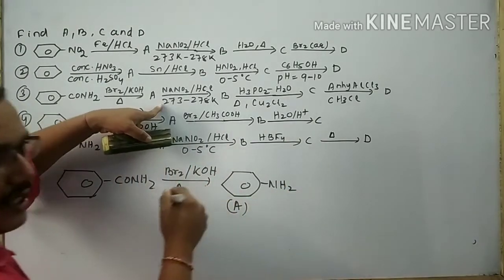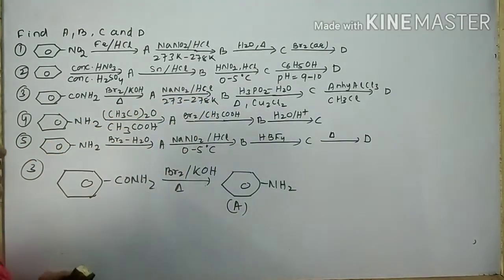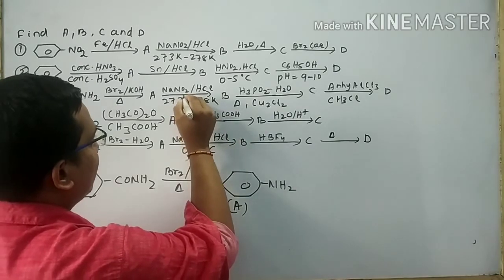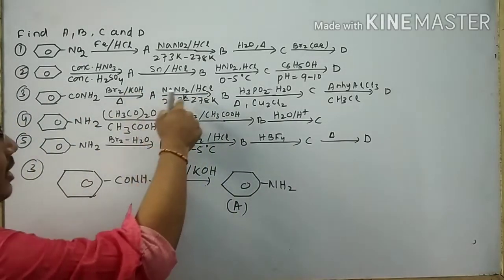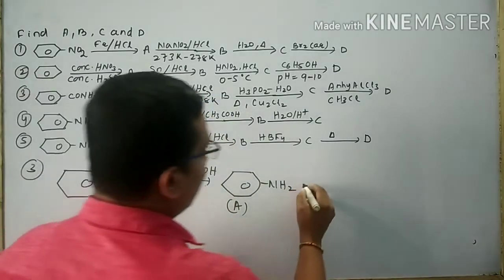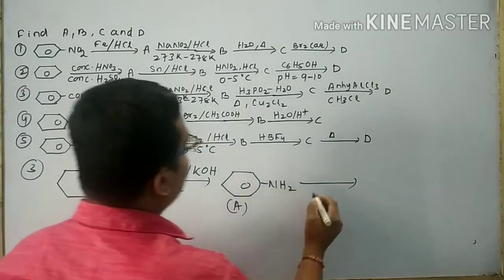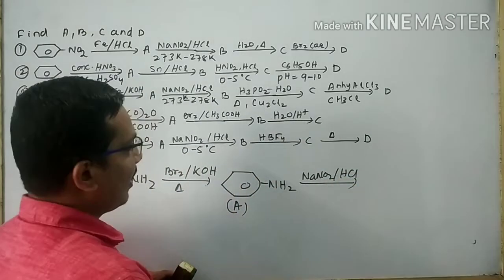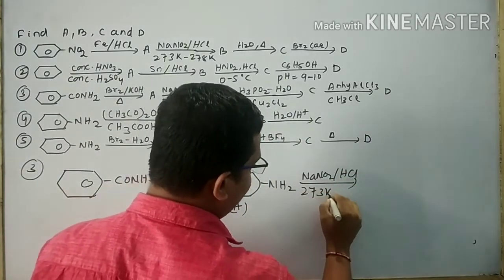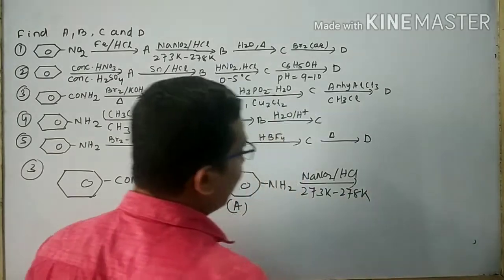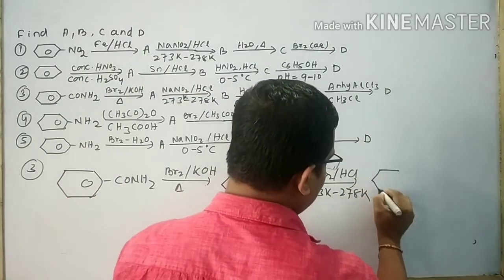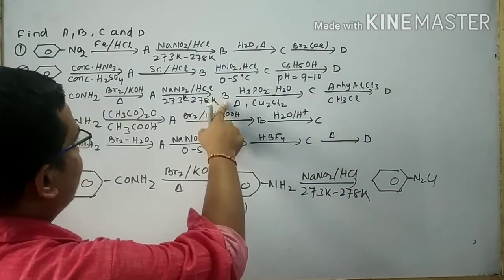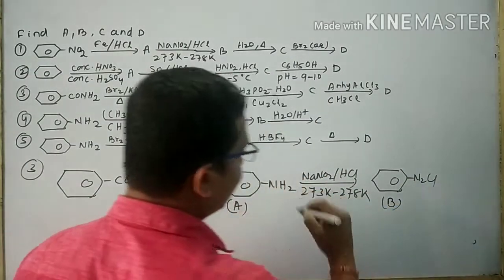Now A is subjected to reaction with NaNO2 in the presence of HCl at 273 to 278 Kelvin. So I will write here NaNO2 in the presence of HCl at temperature 273 Kelvin to 278 Kelvin. Then BDC is formed, and this is considered as your B.